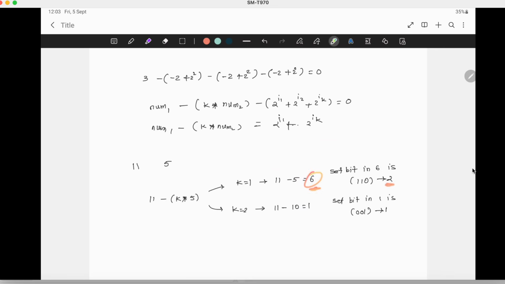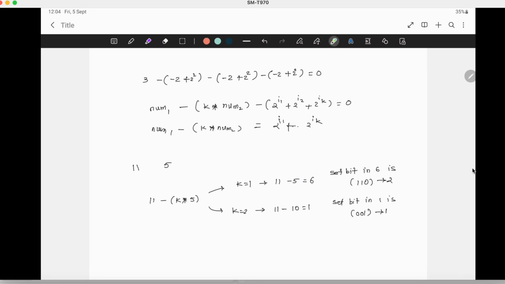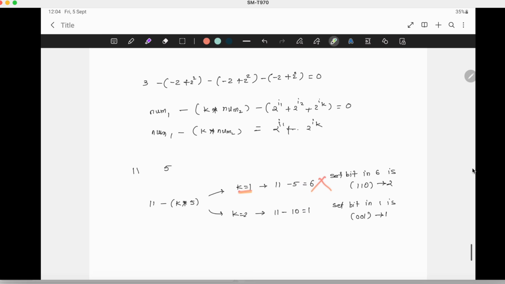Here the set bits are 2 and the operation is 1. So in a single operation, to the power of which value can we consider to make the answer 6? It is not possible. To the power of anything that we try to consider to make the answer 6, it is not possible. We have to consider at least two operations. And the k value is equal to 1, so this is never going to give us the answer. So k value 2 is something we have to consider going ahead.